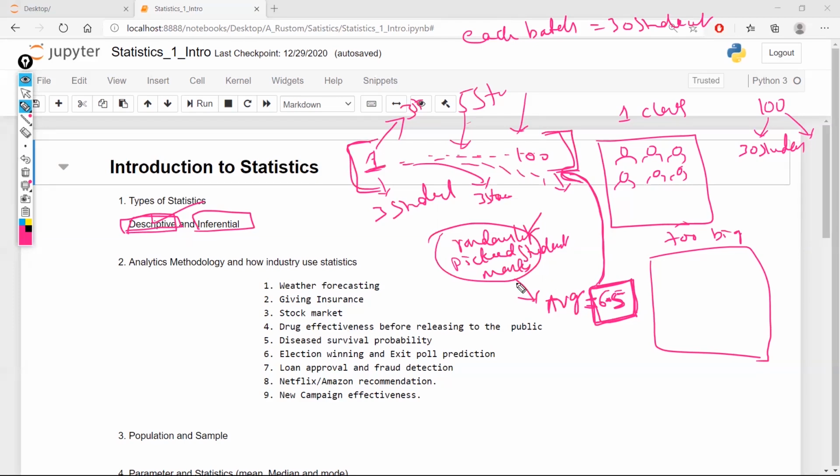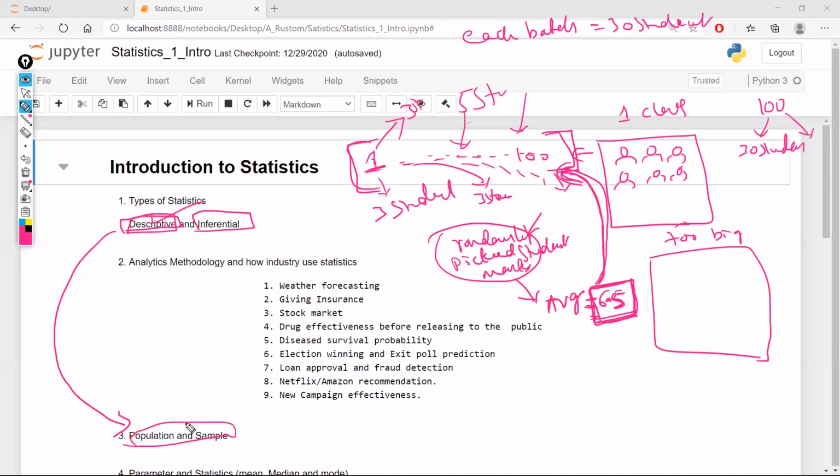So what I'm trying to do here, since I'm unable to study everything, is pick some data and figure out some number, and then make an inference about the entire batches. That is basically inferential statistics. All right. If I convert this inferential statistics in terms of a population and a sample, it will be easy for me to explain. Inferential statistics and population and sample go hand in hand.